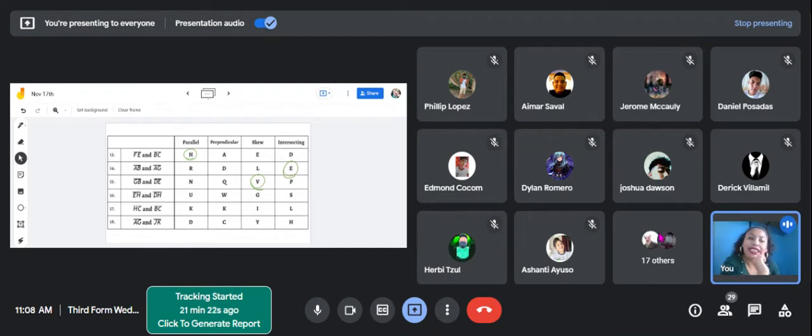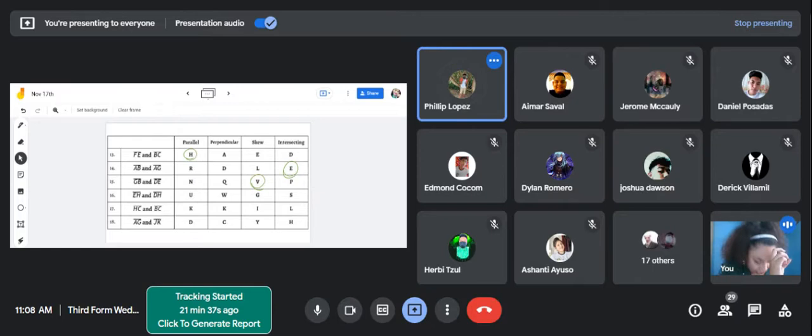Derek, what do you have for 16? Perpendicular, miss. Perpendicular line for number 16? Are you sure? The intersecting line. It's an intersecting line, yes.